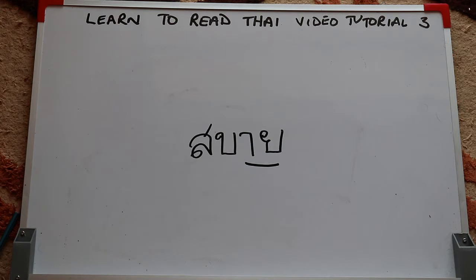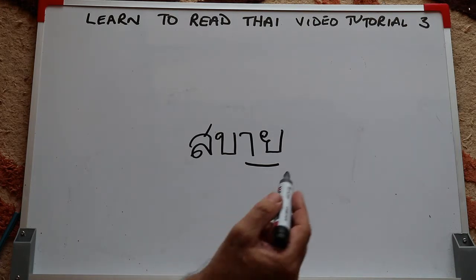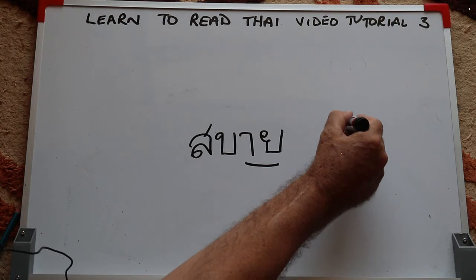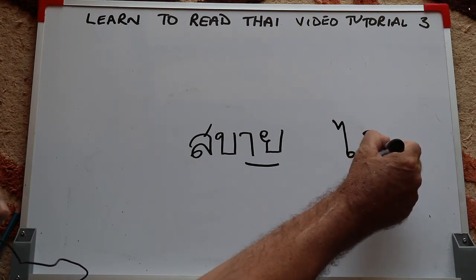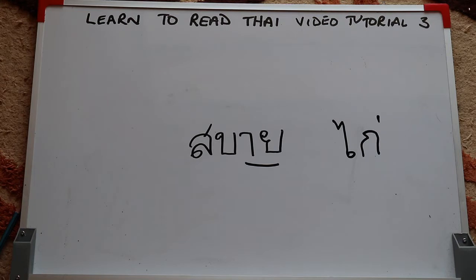Sabai, sabai. And if we compare that with a short I sound, let's do the one in chicken. Sabai, gai, gai. You should be able to differentiate between the long I and the short I. And these vowel lengths in Thai are quite important.